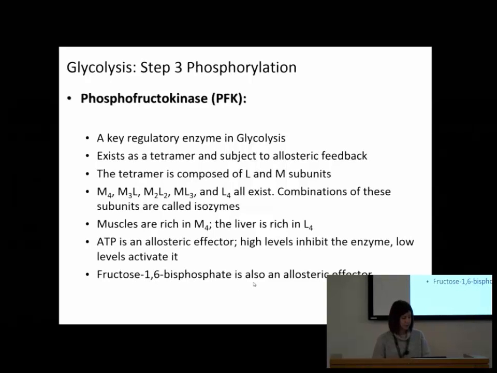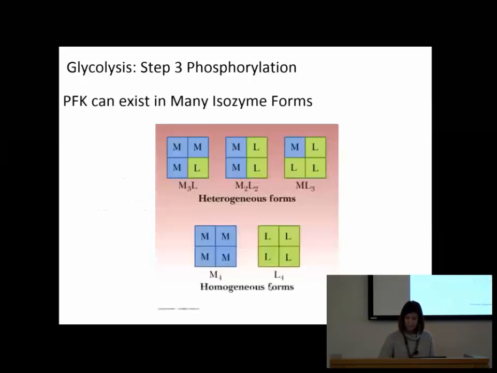And actually, in red blood cells, you'll find different combinations of the isozymes. So here's the different types. So here's the heterogeneous forms. You have 3M, 1L, different combinations of the two. But here, this is what you find in muscle, and this is what you find in liver. So these are called isozymes. Does anybody have a question?